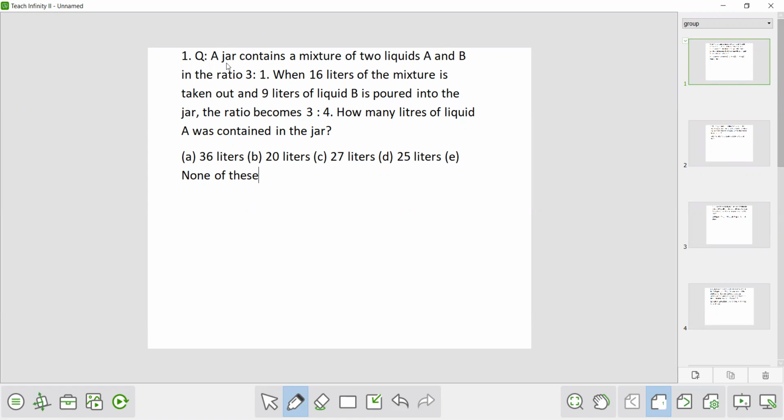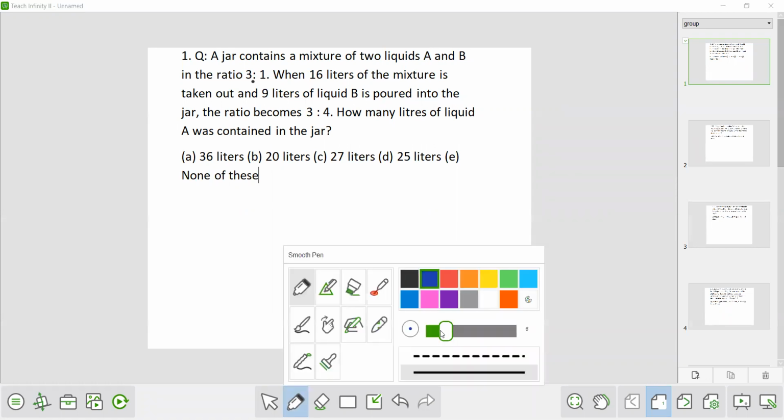Question number 1. A jar contains a mixture of two liquids A and B in the ratio 3 is to 1. When 16 liters of the mixture is taken out and 9 liters of liquid B is poured into the jar, the ratio becomes 3 is to 4. How many liters of liquid A was contained in the jar? So how to approach this question? First we will draw the diagram related to it.